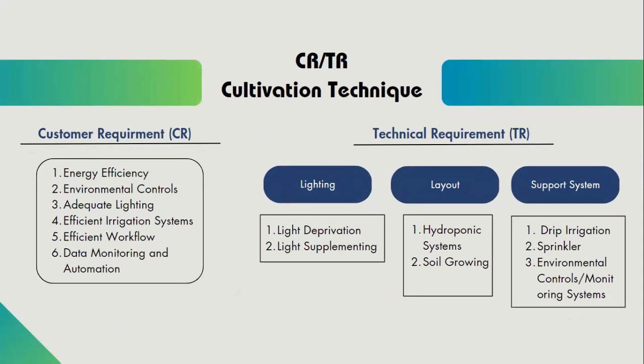In order to satisfy these customer requirements, we provide technical requirements such as lighting, layout, and support system. Within those three categories, we divide them into smaller choices that we can evaluate before deciding on the preferable option. For lighting, we have light deprivation and light supplementing. For the layout of the greenhouse, we have a hydroponic system or soil growing. For the support system, we have drip irrigation and sprinklers, and also environmental control and monitoring systems. So let's move on to our evaluation of these options.